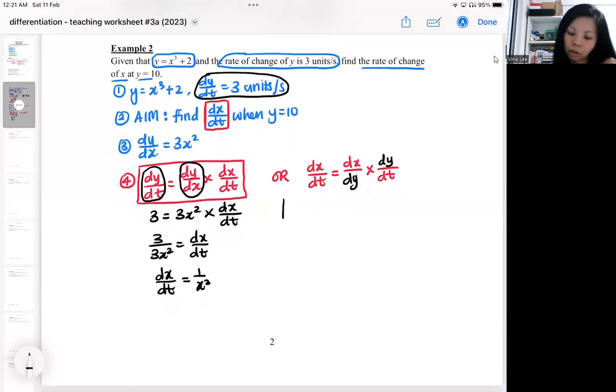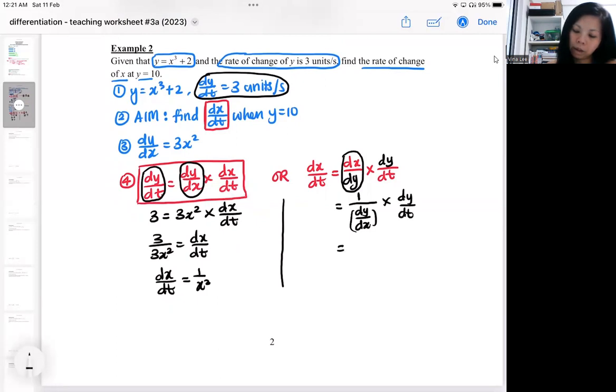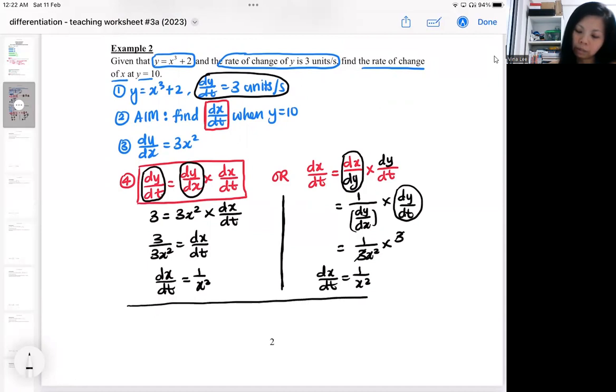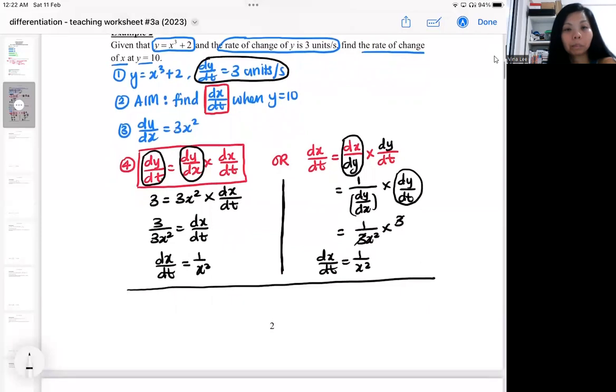Okay, however, if you are doing it by this method, then you got to understand what dx dy is. dx dy is essentially 1 over dy dx. So it will be like 1 over 3x squared times, so dy dt is 3. So all in all, it will still get the same formula. If you do by the generic formula, you will get the same formula as well. So it doesn't matter, it should be the same formula.